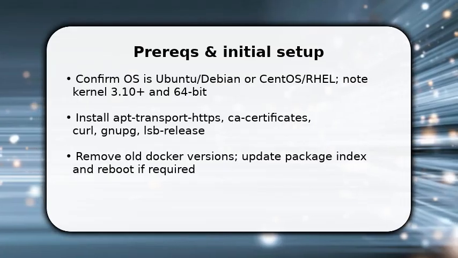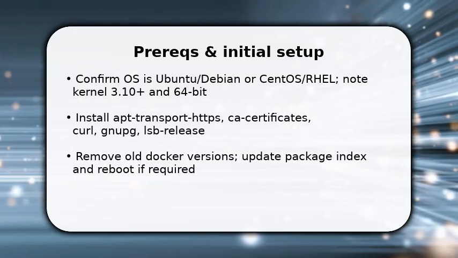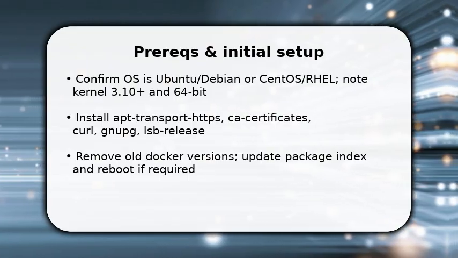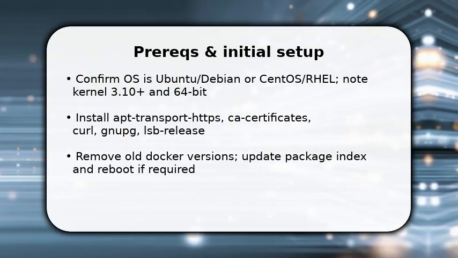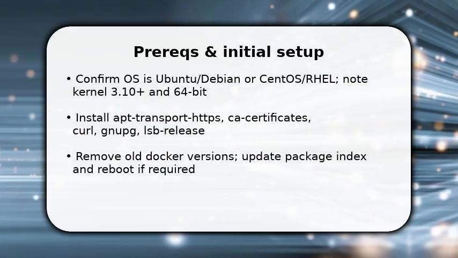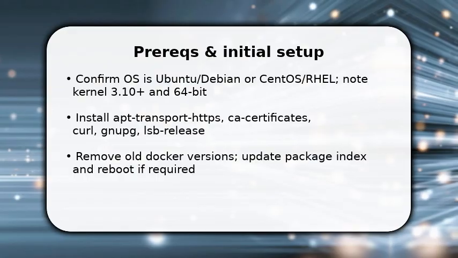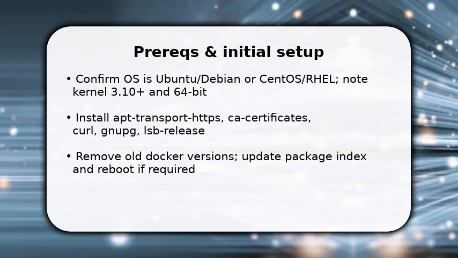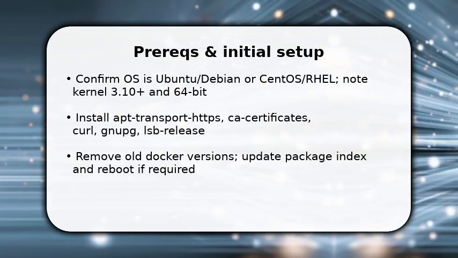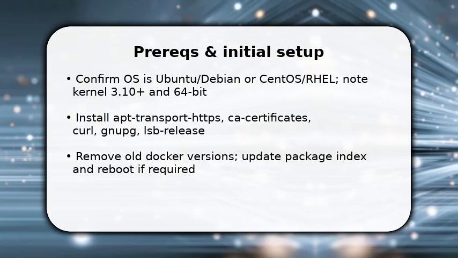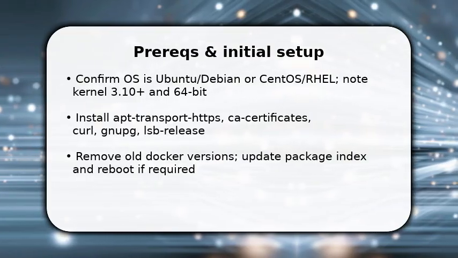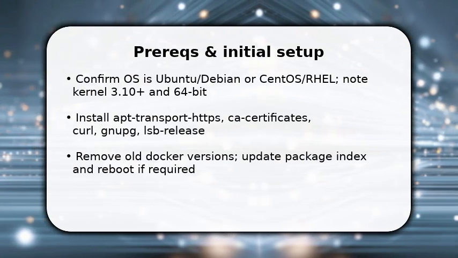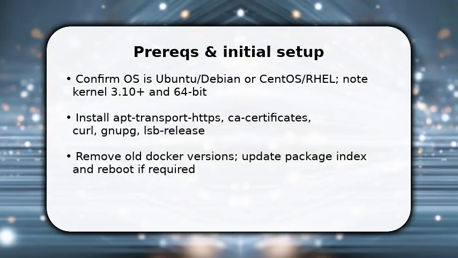You start by ensuring your Linux distro and kernel meet Docker requirements, because Docker needs container features from the kernel. Once confirmed, update packages and remove any legacy Docker packages to avoid conflicts. Next, install transport and crypto tools: apt-transport-https, CA certificates, curl, GnuPG, and lsb-release, so you can securely add Docker's repository. Make sure to run these as root or with sudo. Once done, you'll be ready to import Docker's GPG key and add the official apt repo in the next step.